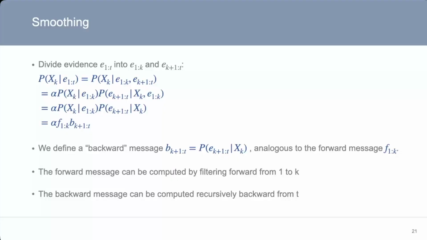After dividing the evidence, we can use the generalized Bayes rule, and then we can use the Markov property of evidence to come up with a final formulation: alpha times f_{1:k} times b_{k+1:t}. Here we define a backward message b_{k+1:t}, similar to how we define the forward message f_{1:k}. The forward message can be computed by filtering forward from 1 to k, and the backward message can be computed recursively backward from t.